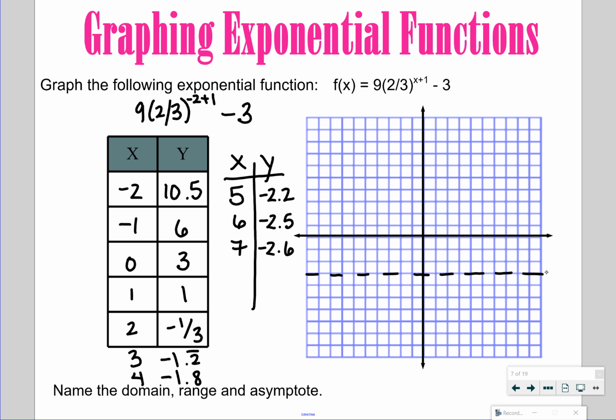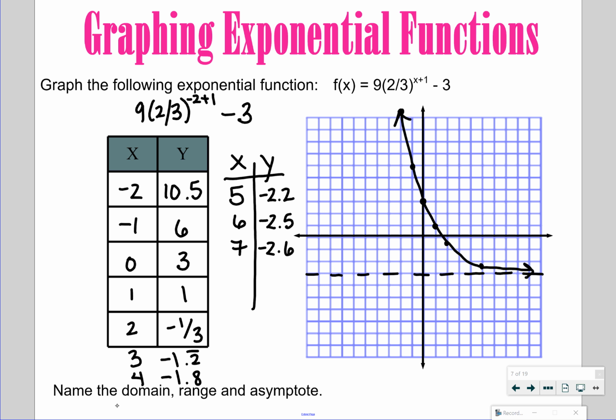Okay, let's plot some of these points. Negative 2, I was at 10.5. Negative 1, I'm at 6, 0, 3, 1, 1, 2, negative 1/3. Let's go over to like 5. I was at negative 2.2. We'll plot all of them, but we know that that's that shape we're looking for, that exponential curve. This one looks like it's decaying. It's decreasing from left to right. And again, we want to make sure that we don't cross that asymptote.